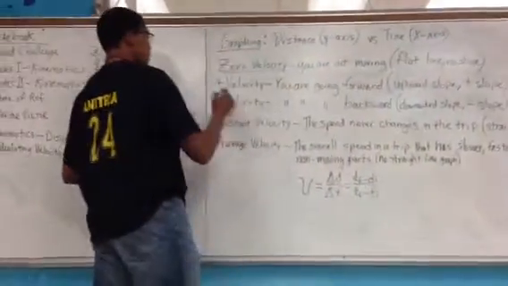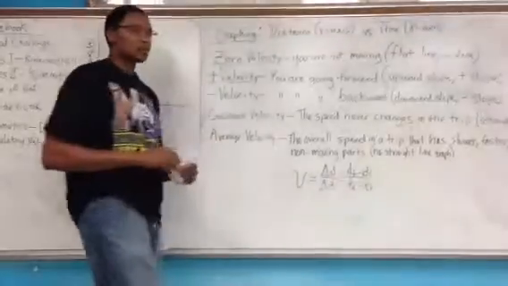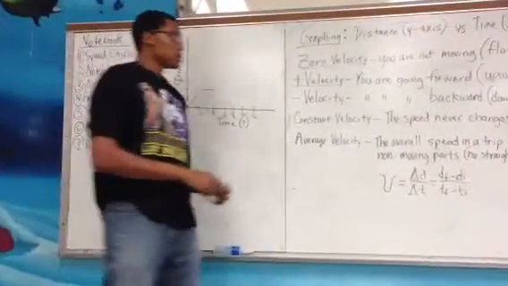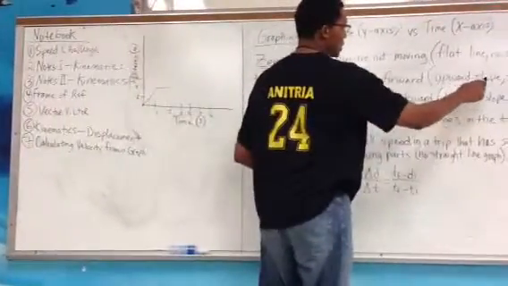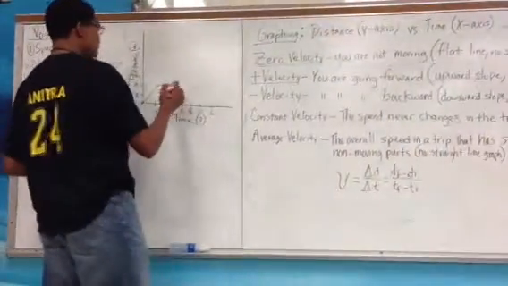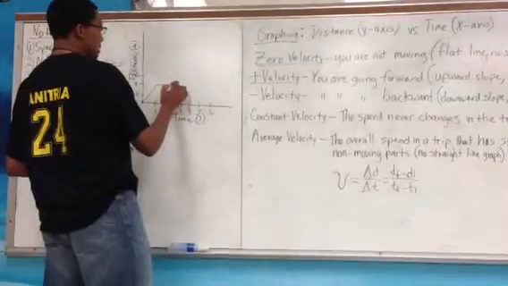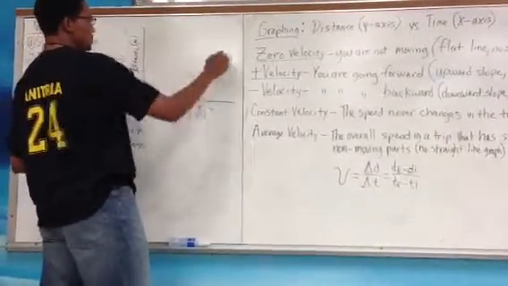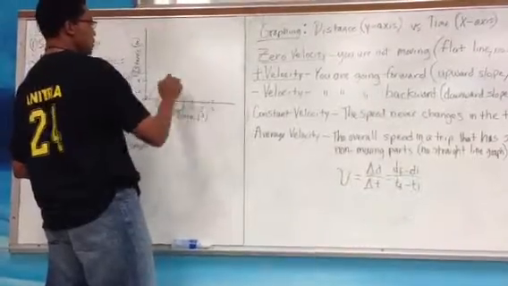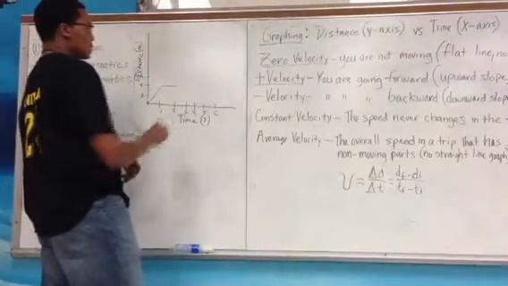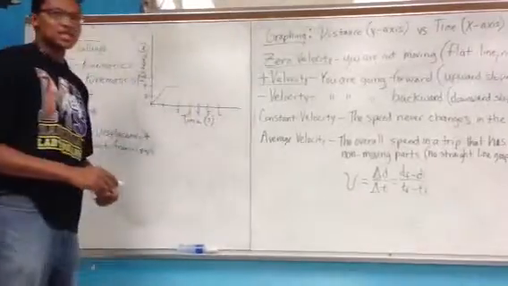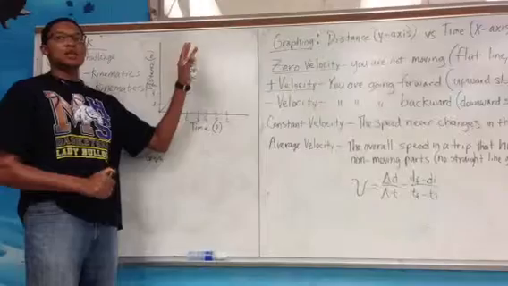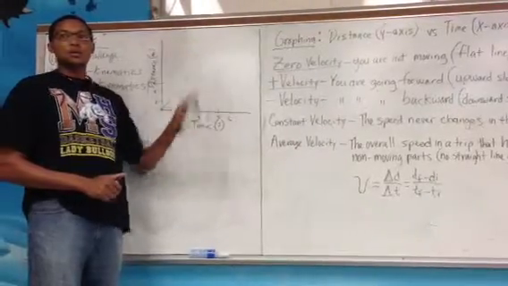Now, positive velocity. Remember we talked about what the symbol positive means? It means forward. You are going forward. Upward slope. So anytime we start moving, this line has to start moving up. It may move like that, it may move up this way, it may move this way. All that depends on my velocity, the steepness depends on my velocity. But if I do move, it's going to go upward. Everybody understand that?